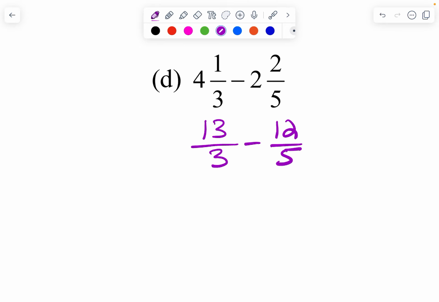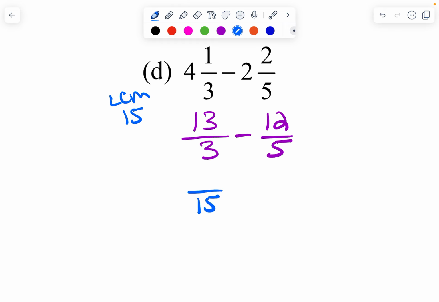All right. You need a least common multiple for 3 and 5. So the LCM, we already knew this from the last part, is 15. So that needs to become a 15, and that needs to become a 15. 3 times 5 makes 15, which means I've got to take 13 times 5. If you need to do the math off to the side, do the math off to the side. I'm going to do it in two parts. I'm going to take 5 times 10, which is 50. I'm going to take 5 times 3, which is 15. 50 plus 15 is a grand total of 65.